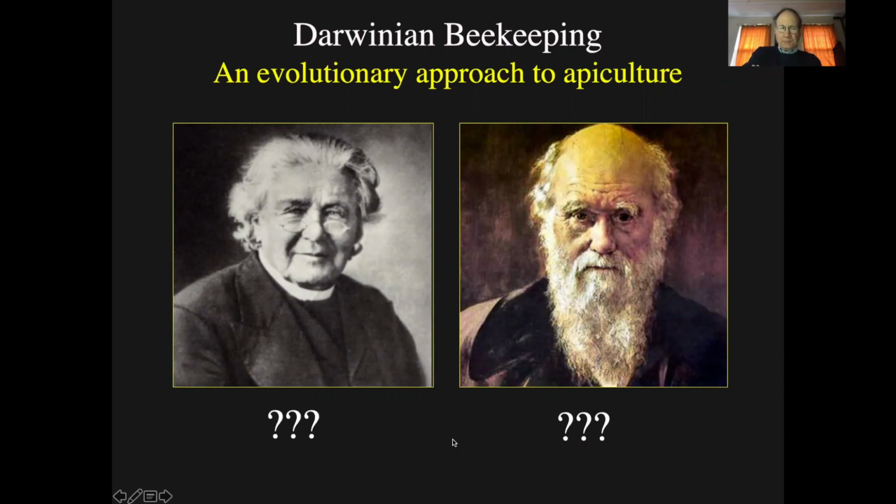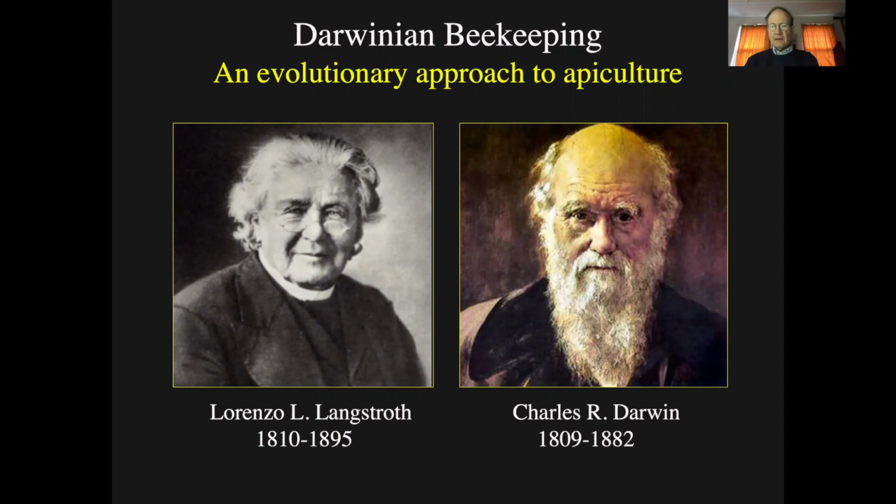Now, to begin, let's look at who these two gentlemen are. Who's the gentleman on the left and who's the gentleman on the right? Well, probably many of you recognize the gentleman on the left as Lorenzo Langstroth, and the gentleman on the right is Charles Darwin.